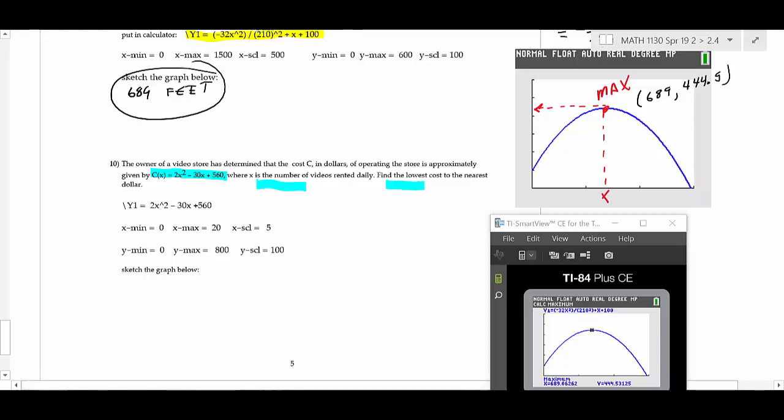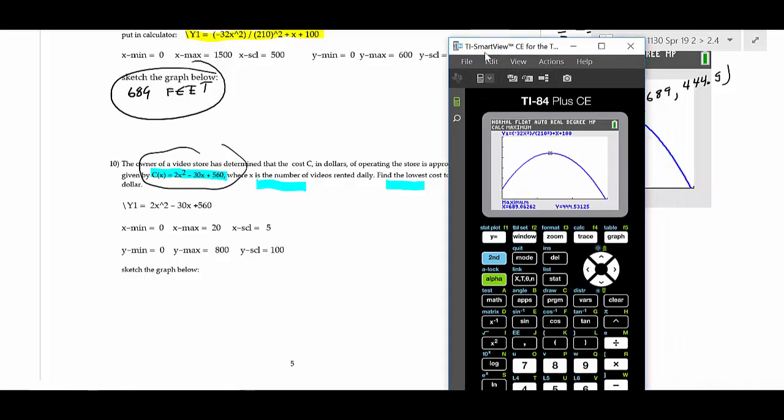Well, why the lowest cost? Okay, this is a quadratic. Does this quadratic have a minimum or a maximum just by looking at it? How do you know it's a minimum? Because it opens up. That's why it's a minimum problem. We're looking at a lowest cost, okay?